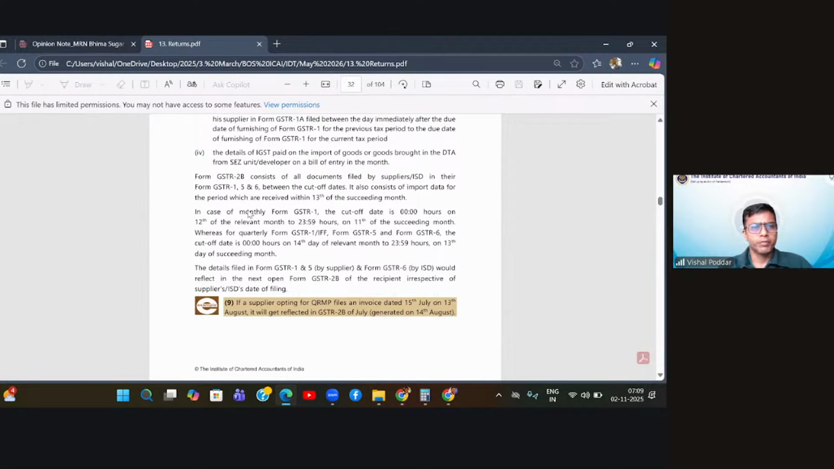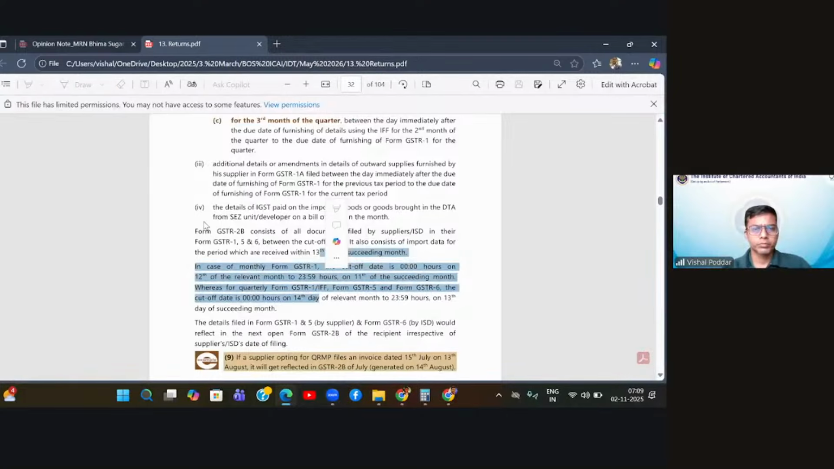Geet is asking, in Form 2 it is written that TCS by ECO will be visible in 2A of supplier. It is not input, it is to be claimed in electronic credit ledger. Can you tell me the page where it is written? 1.31.